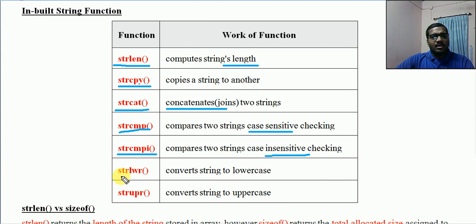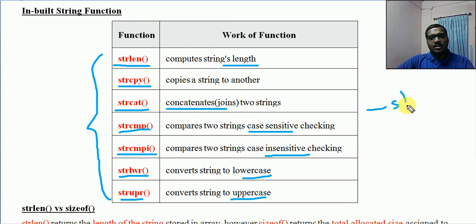Now strlwr, lwr indicates lower. It converts a given string into lowercase. Then strupr, upr indicates upper, a string to be converted into uppercase. So these are the major string handling functions available within the string.h library.